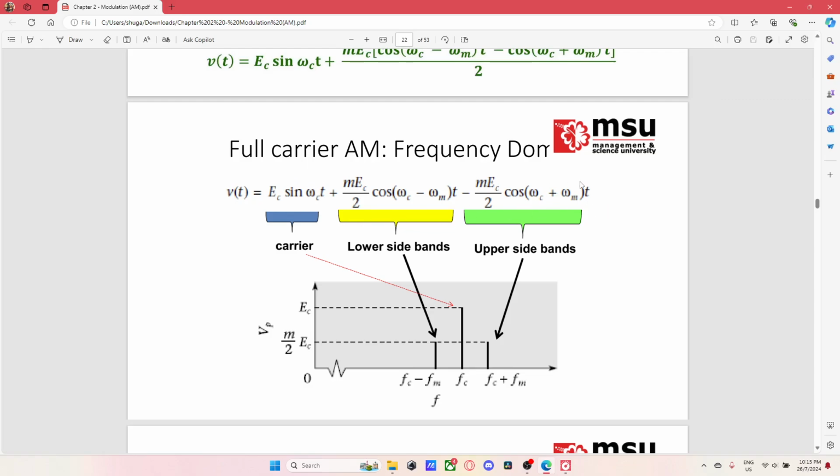Okay, so this equation represents three different things, where Ec sine WCt is the carrier. This is for the carrier, and mEc over 2 cos (WC minus WM)t, this is for the lower sideband. And here the equation for the upper sideband is similar to the lower sideband, where the difference is WC minus WM and WC plus WM.